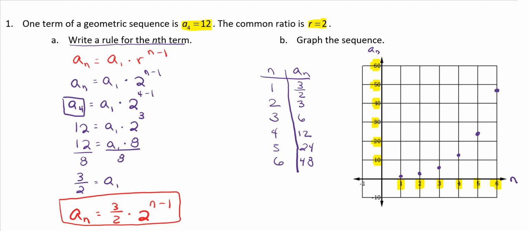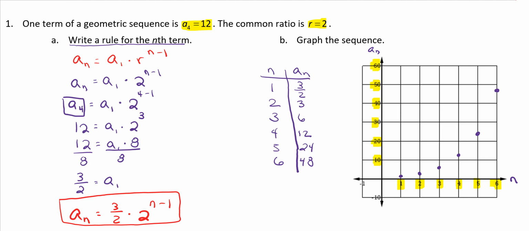And notice this is not like our arithmetic sequence. Our arithmetic sequence was a linear equation. It had a line. This one is exponential. It has this curve. Okay, now again, we're not going to draw the curve in. We're going to leave it discrete, but know that it's just going to continue growing very quickly.